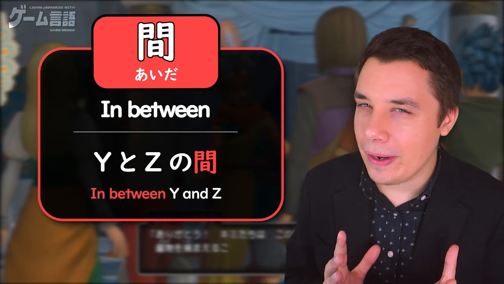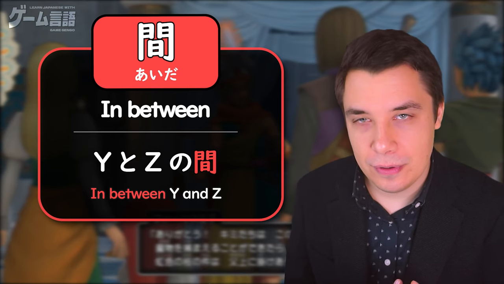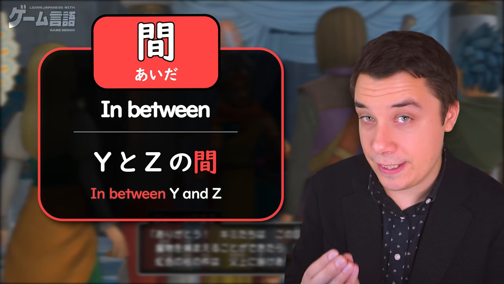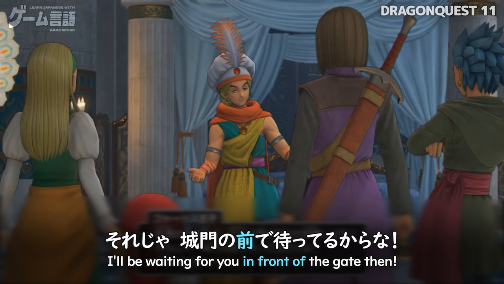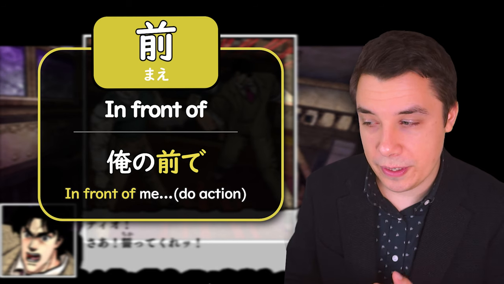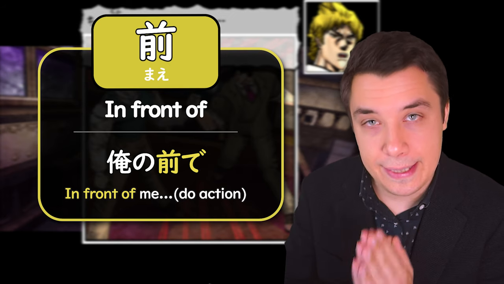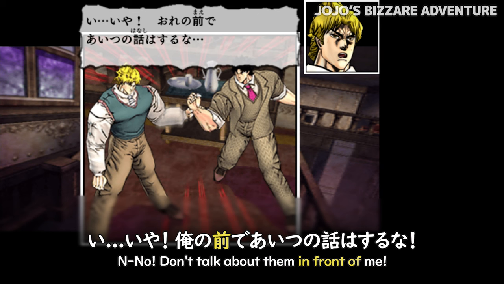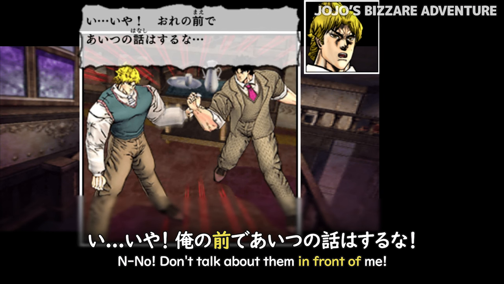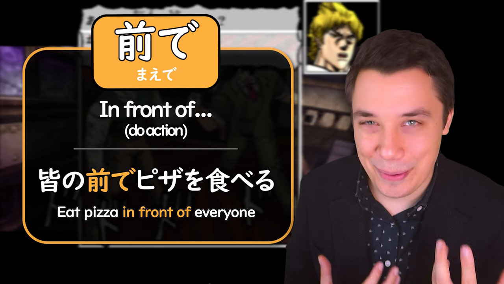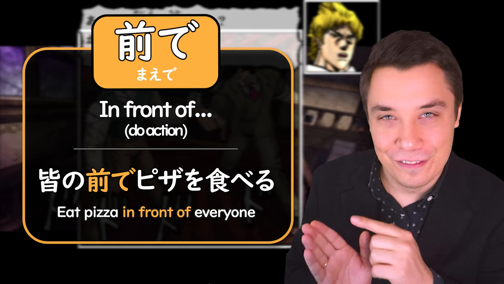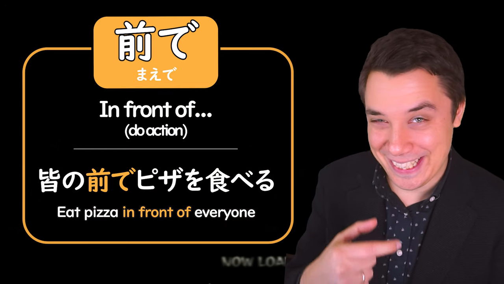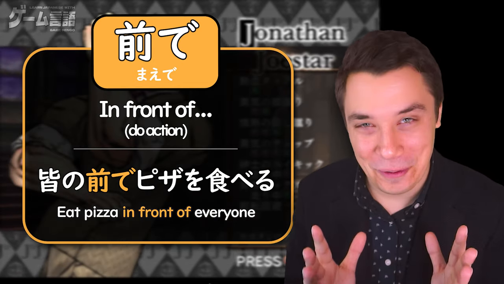Now, if you wanted to actually express where you do an action, this is a little bit more complicated. You would need to use the de particle. This marks the place of action. それじゃ、城門の前で待ってるからな。 So for example, you could say something の前で, so in front of that something, and then you have the verb that follows. いや、俺の前であいつの話はするな。 For example, ピザを食べる, right? So you eat pizza in front of dun, dun, dun, no mae, in front of that thing. For example, みんなの前でピザを食べる。 I eat pizza in front of all of you.